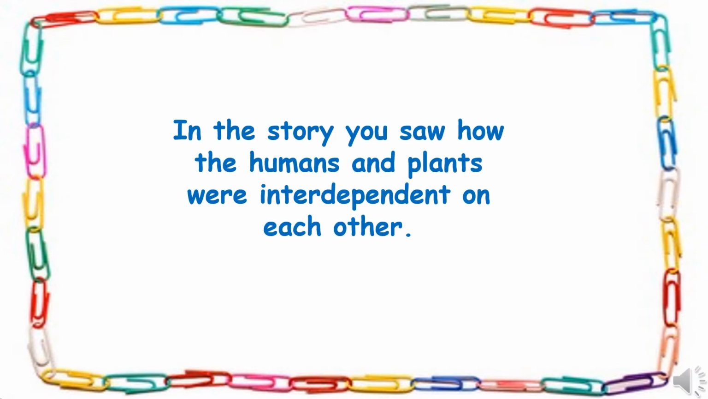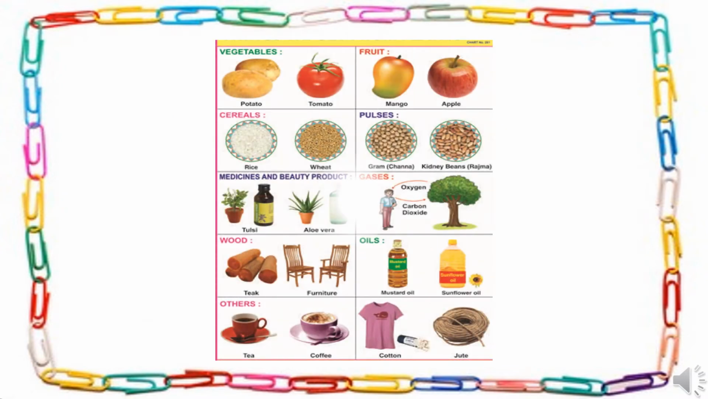In the story, you saw how the humans and plants were interdependent on each other. Plants give us vegetables, fruits, cereals, pulses, medicines and beauty products, oxygen gas, wood to make furniture, oils, tea, coffee, fibers such as cotton and jute.